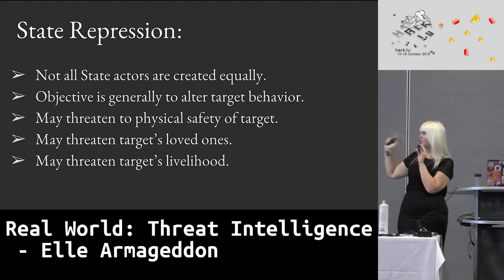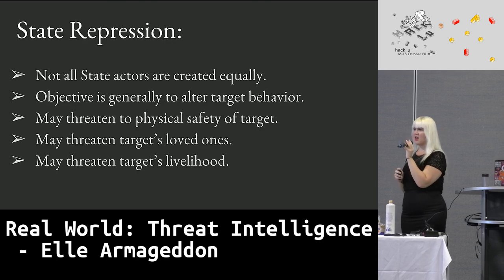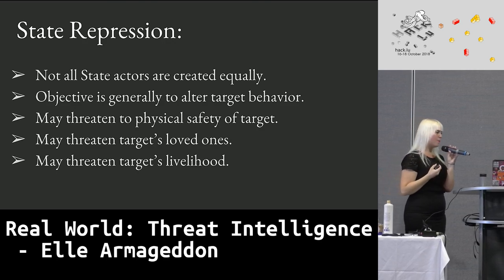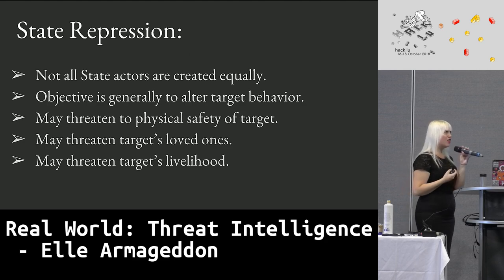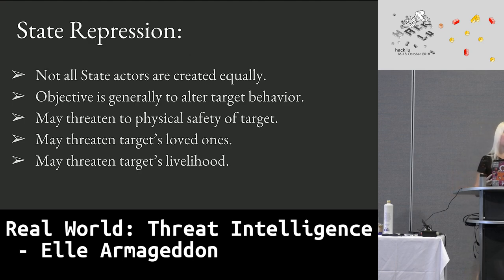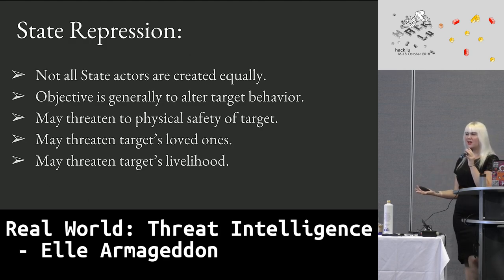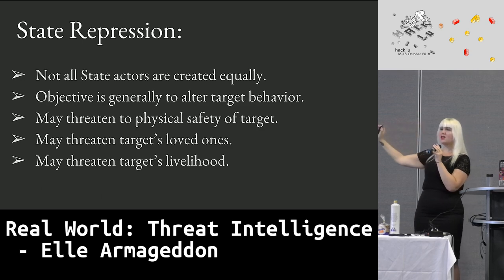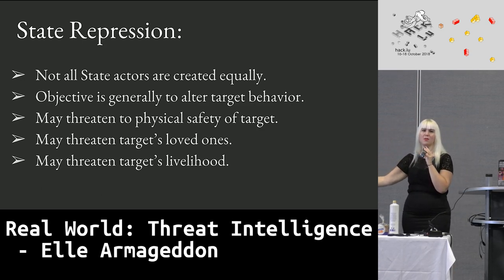Their objective is generally to alter the target's behavior. So whether we're talking about state repression in a country where it's illegal to be gay, or state repression against dissidents, or state repression against women, all of these things are done to people because the government wants them to stop being a problem. They want their behaviors to alter.